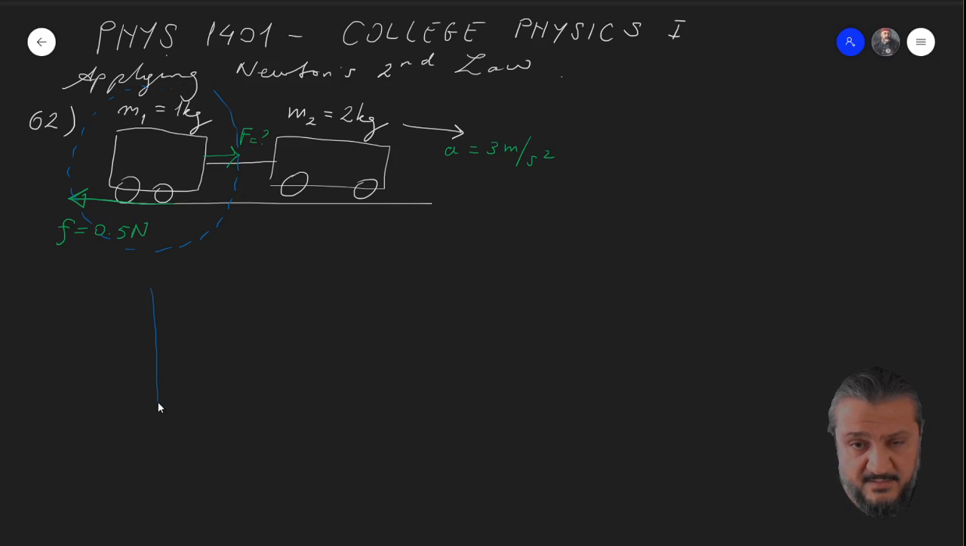And draw a free body diagram for that object, which is M1. Let this represent M1 here. Now, what are those forces? Well, we have F, the locomotive pulling it forward, right? That is the positive X direction. So let's show it right here. A force to the right, an unknown force, which we're trying to find, F to the right. On the other hand, we have the friction force, which is in the opposite direction. That's 0.5 newtons, and it's to the left.